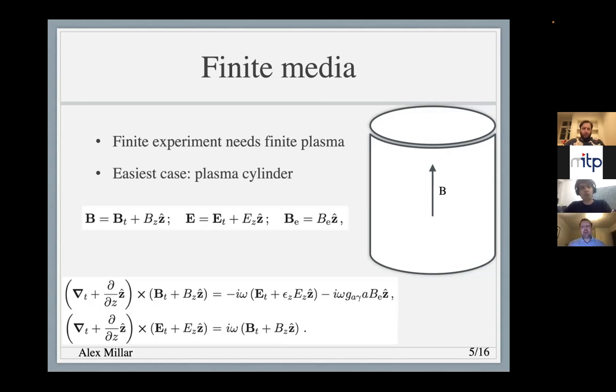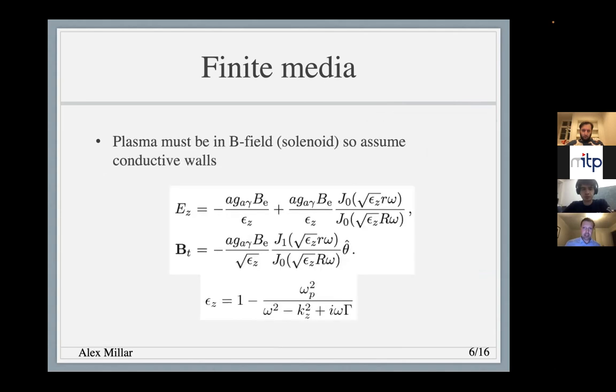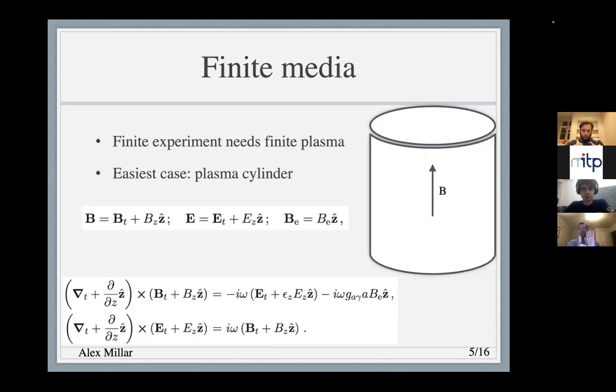If we want to build some experiment, we need some kind of finite sample. And the easiest case to solve mathematically is just that of a cylinder. So if you imagine you have some finite cylinder, you can write down Maxwell's equations with a lot of symmetries, and that makes it very easy to write down analytic solutions. In this case, we're going to assume that the magnetic field is aligned with the cylinder.